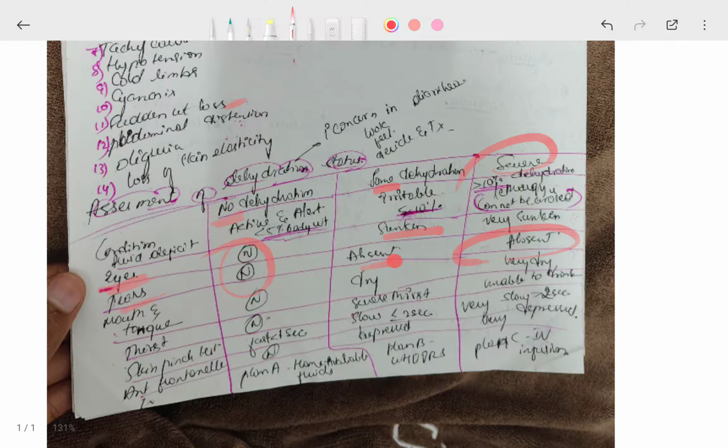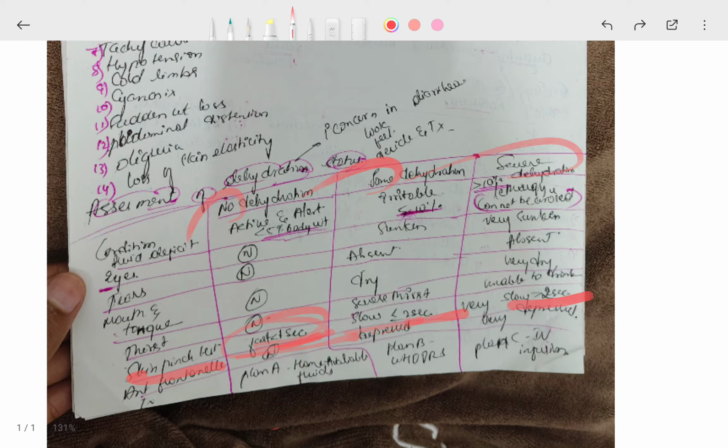Next, coming to the skin pinch test. Skin pinch test means you will pinch the skin over the dorsum of the fingers, and then you will see how fast it goes back to its position. It's the turgor. If it recoils in less than 1 second, there is no dehydration. If it recoils in up to 2 seconds but more than 1 second, it means some dehydration. More than 2 seconds means severe dehydration.